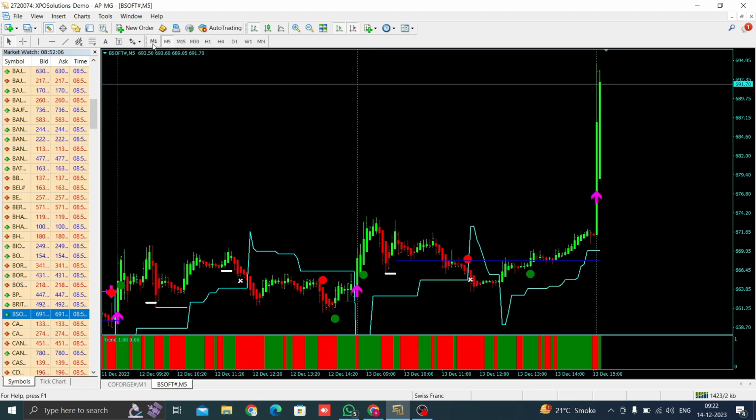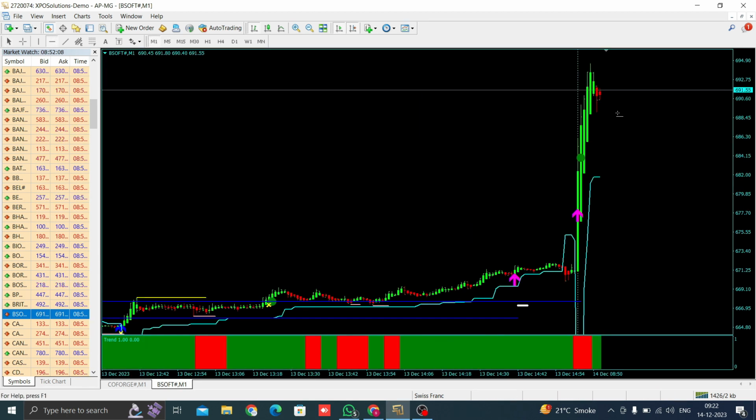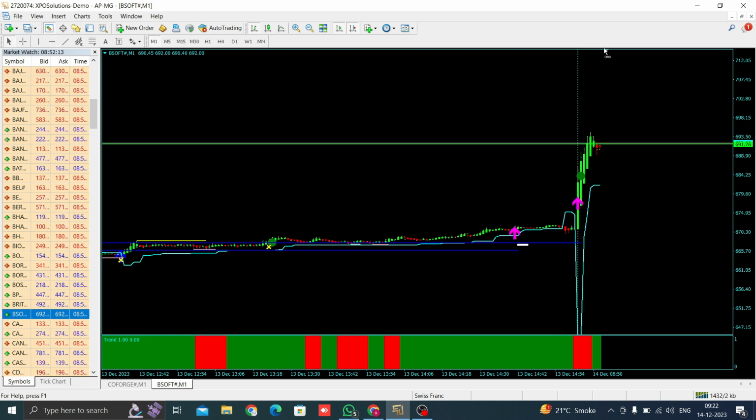And almost all IT stocks have a block today. It also has a pink arrow. Current running price becomes our entry price, that is 691. Let us wait and watch how the stock performs.